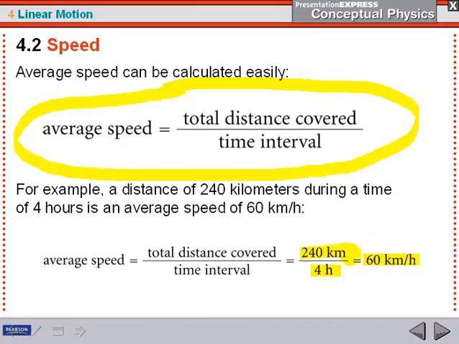We have kilometers in the numerator, hours in the denominator, so we just rewrite it that way. We write kilometers in the numerator, and then we have a slash which says per hour, which is in the denominator.